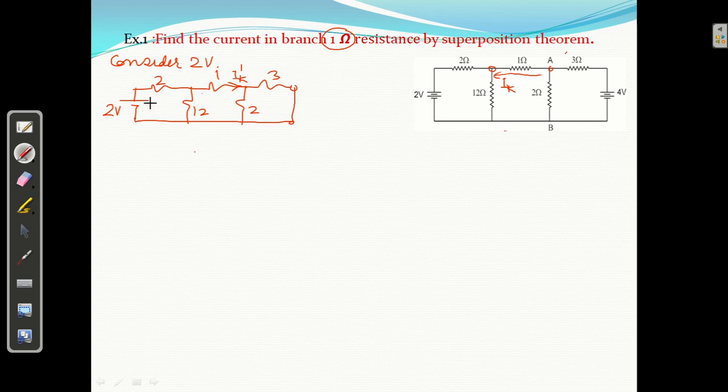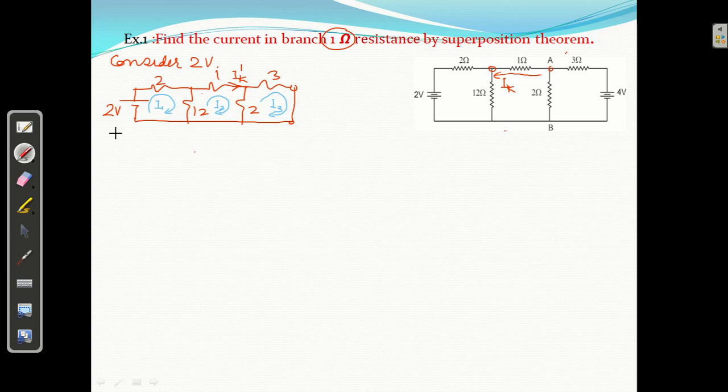Okay, so loop. How many loops are there? 3. 1, 2, 3. So I'm taking 3 loop current. I1 for loop 1, I2 for loop 2, I3 for loop 3. Okay, I have to find IK dash, and IK dash and I2 will be same. So what does that mean? If you have found I2, that is IK dash.